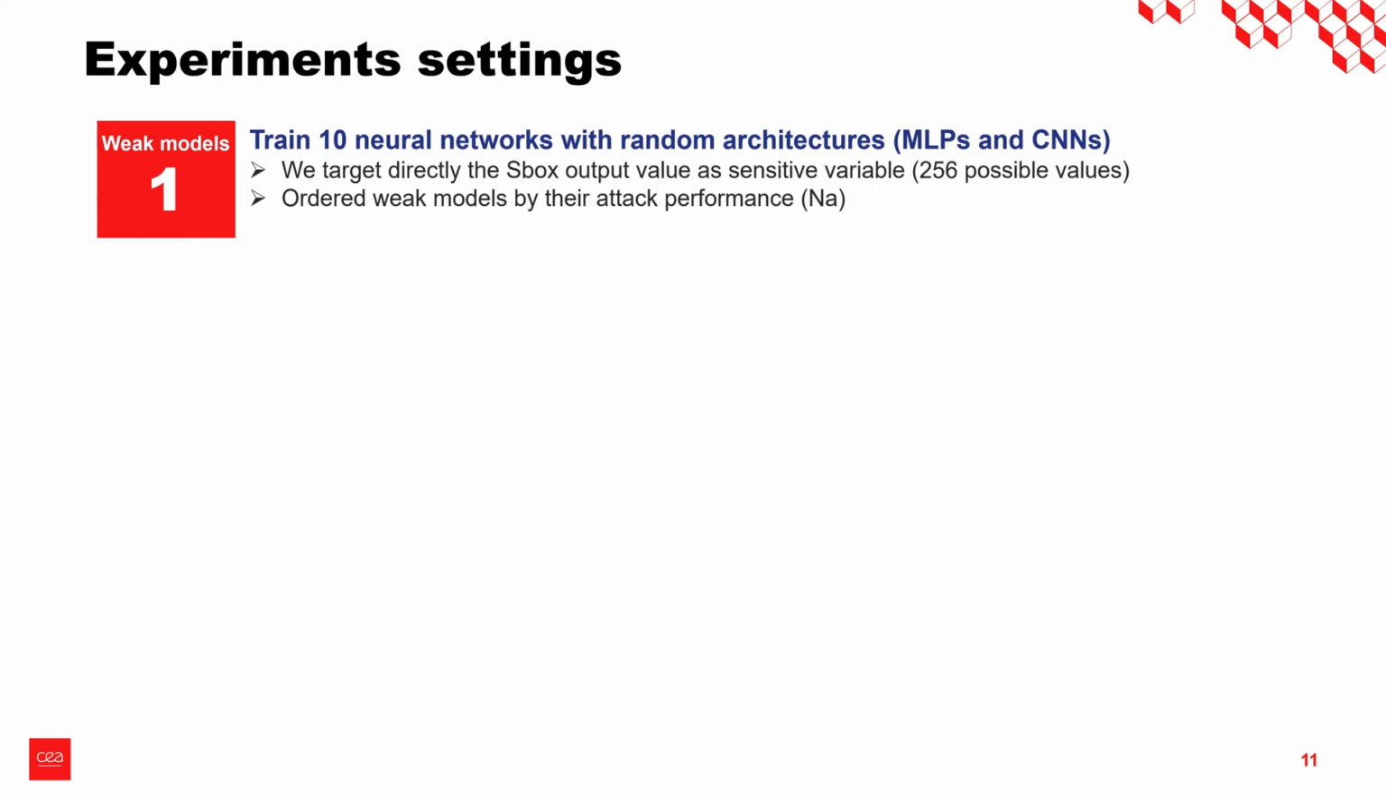Note that we rank our 10 weak models by attack performance in order to increase the ensemble size by decreasing weak model performance. We made this choice in order to take the point of view of a security evaluator who knows his weak model performance and wishes to use ensemble learning a posteriori to improve his attack.